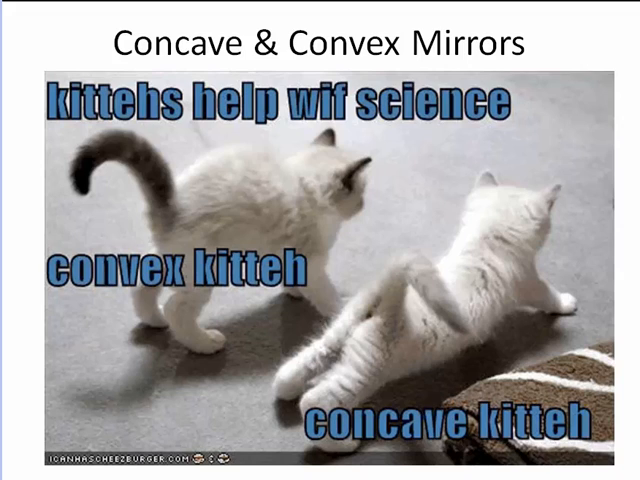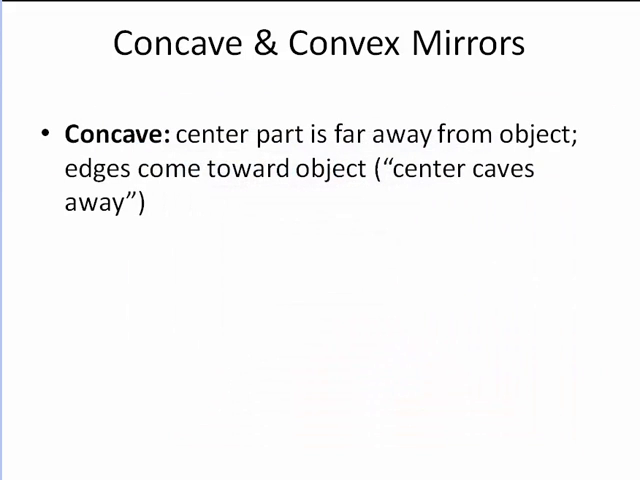Both of these mirrors have a single focal point and curve in a specific way. This CAT macro shows the basics of convex and concave. Let's look at this more closely. For concave, the center of the mirror is curved away from the object. Remember that objects are typically arrows. The reflective part of the mirror is going to be on the inside of the curve.